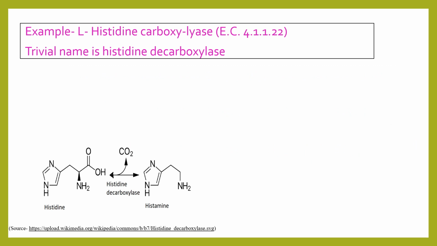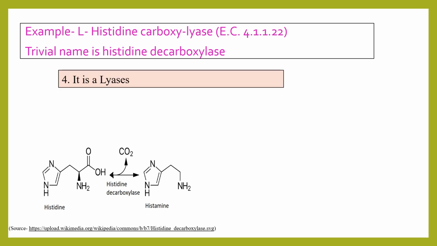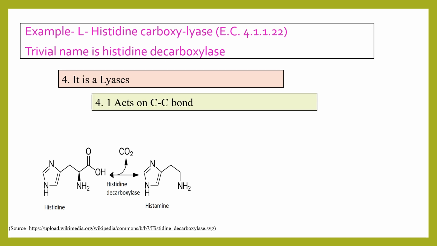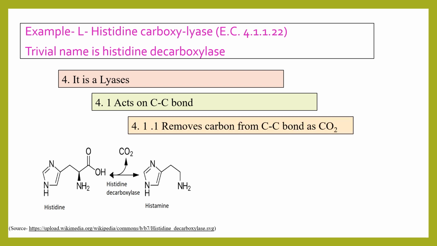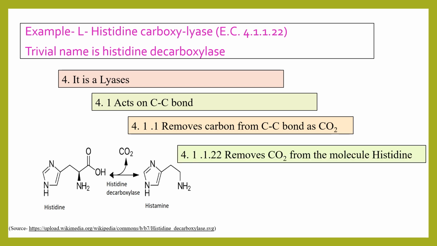Let us see one example for lyases. Here we have L-histidine carboxylase whose trivial name is histidine carboxylase, that is involved in the decarboxylation of histidine resulting in the formation of histamine. And here the first digit 4 is indicating that they are lyases. Then the second digit is indicating that it is acting upon the carbon-carbon bond. The third digit is indicating that the carbon is removed as carbon dioxide, while the fourth digit is indicating the molecule which it is acting upon, that is histidine.